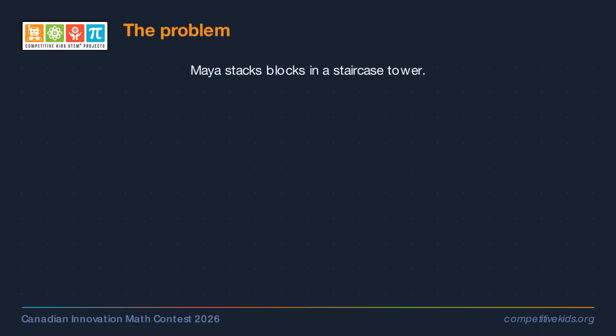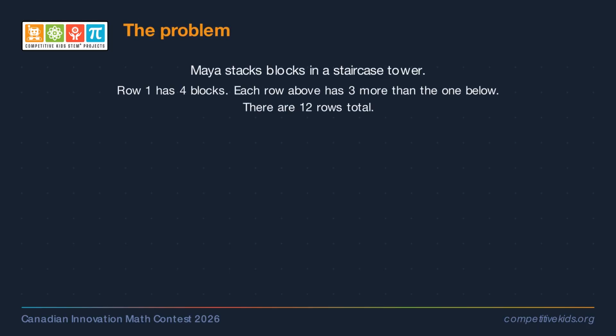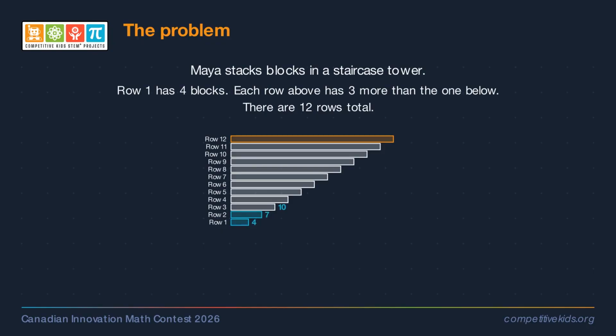Maya stacks blocks in a staircase tower. Row 1 has 4 blocks. Each row above has 3 more than the one below. There are 12 rows total. How many blocks are in the whole tower?